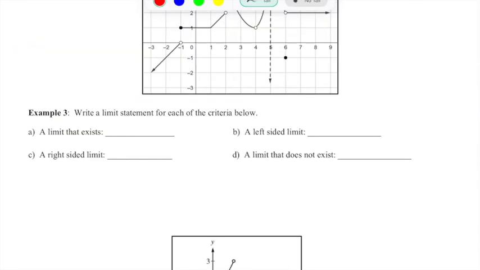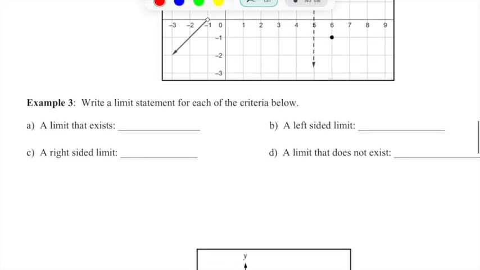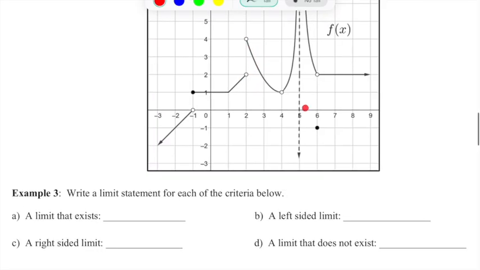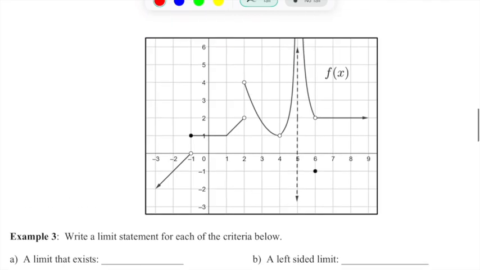So example 3, there's numerous answers here. It says write a limit statement for each criteria below. So you just want to find a limit that exists. So really, we can't do this one because the limit doesn't exist. We can't do a limit at 2. We can't do a limit at 5 because there's an asymptote. And then people will say, well, Mr. Busby, these both approach infinity. Well, yes, but that's not a number, right? So there's plenty of things we can do.